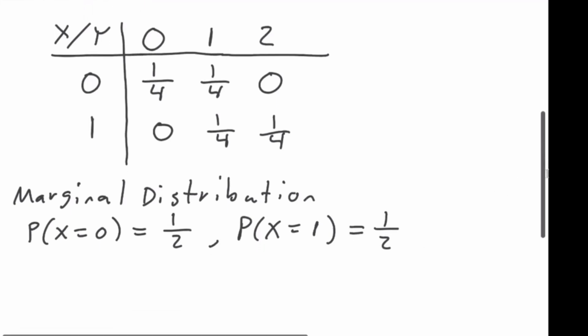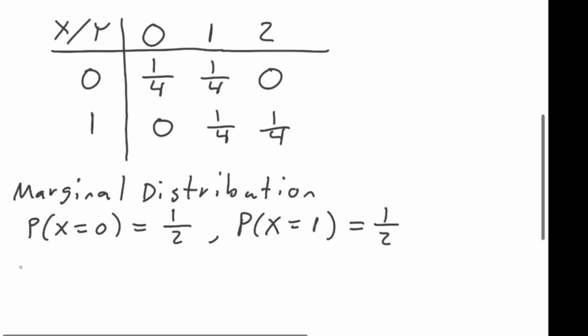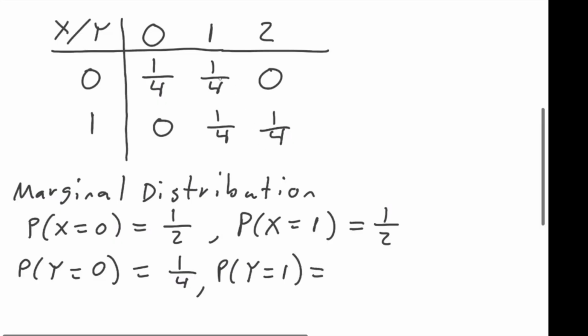All right, next we want to do the probability that Y is equal to 0. So now we're going to add this column. So that'll be 1/4 plus 0, which is 1/4. The probability that Y is equal to 1 is equal to 1/4 plus 1/4, which is 1/2. And lastly, the probability that Y is equal to 2 is that 1/4. So this is our marginal distribution.